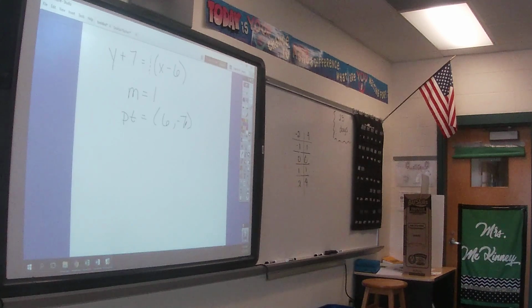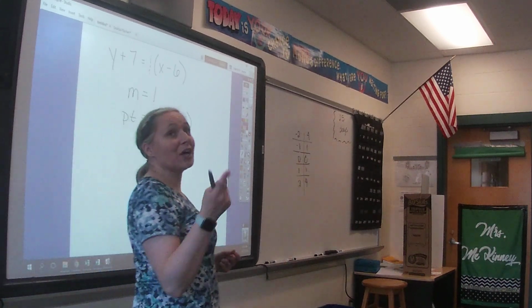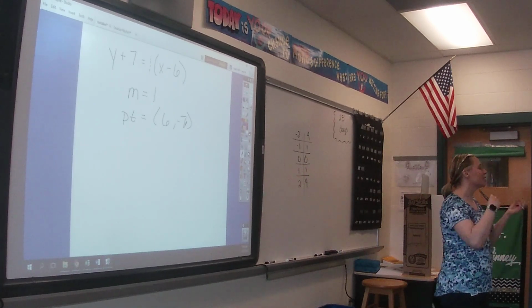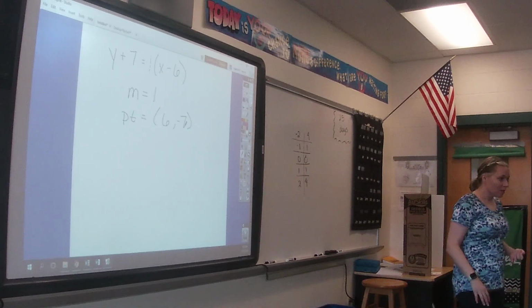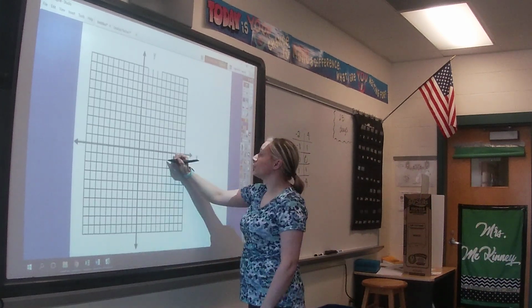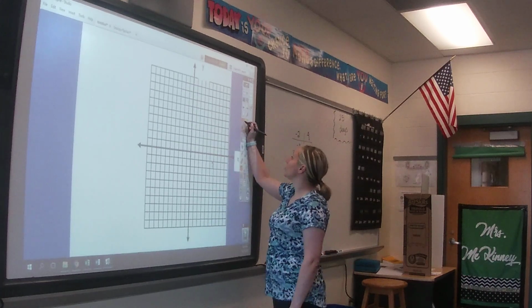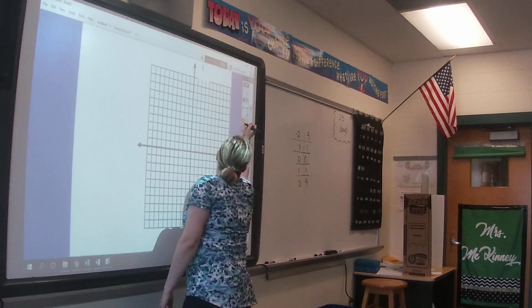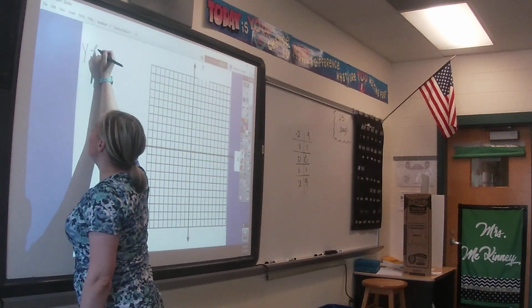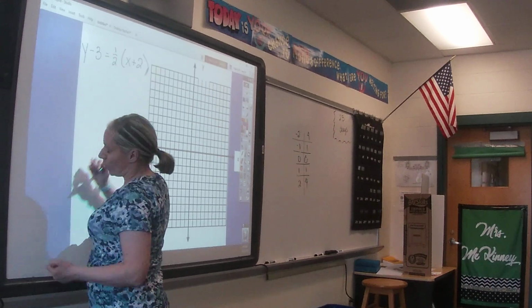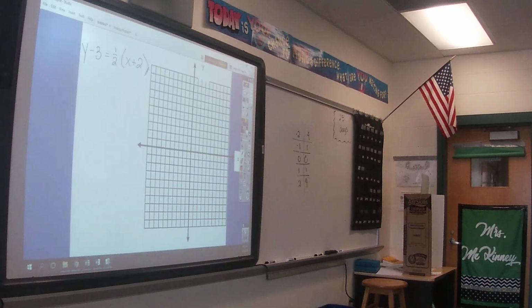Okay, and the good news is that we graph in point slope form the exact same way that we graphed in slope-intercept form. So if we were okay in slope-intercept form, we're really not going to be any different. So if we want to graph y - 3 = 1/2(x + 2).